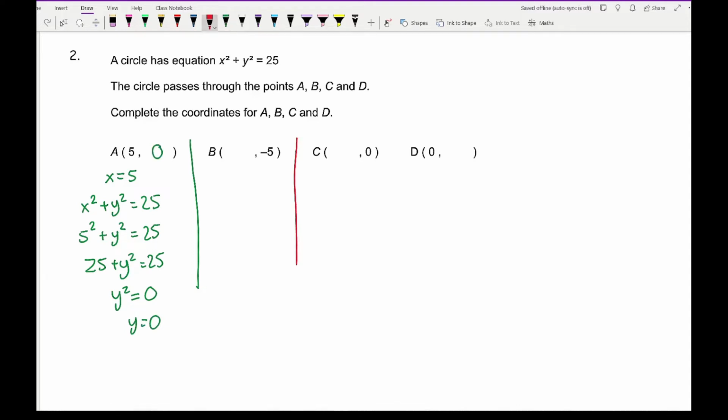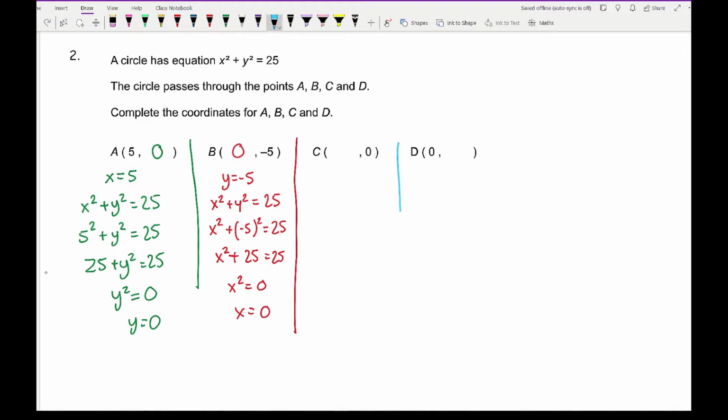For the next one, again here I know that y equals minus 5. So if I substitute y equals minus 5 into the equation of the circle, I end up with x squared plus minus 5 squared equals 25. x squared plus 25, which is minus 5 times minus 5 is positive 25, equals 25. So x squared equals 0. So therefore x is going to equal 0.